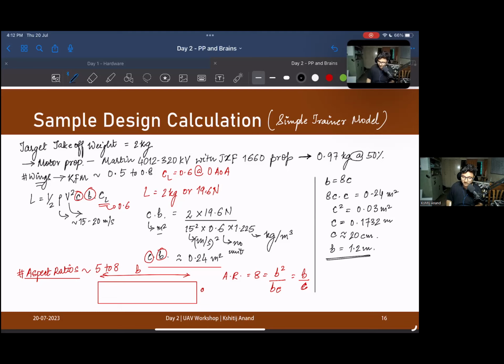So you're going to have a wingspan of 1.2 meters and a chord length of 20 centimeters, or 0.2 meters. This will give you a wing area of 0.24 meters square. Does anyone have any doubt in this? So what are the data we have till now? We have the chord length, we have the wingspan, and we have the wing area.